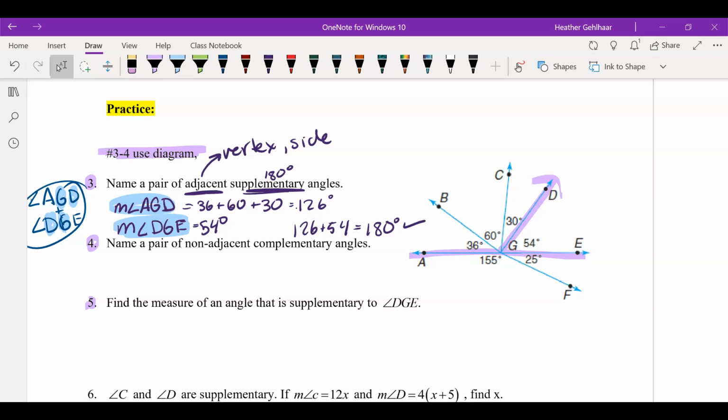The next one is asking for non-adjacent complementary. So non-adjacent complementary we know is 90 degrees. This means they're not going to be touching each other. So go ahead, take a second to see if there are two angles that we can have here that are going to be equal to 90 degrees, and they are not adjacent to each other.